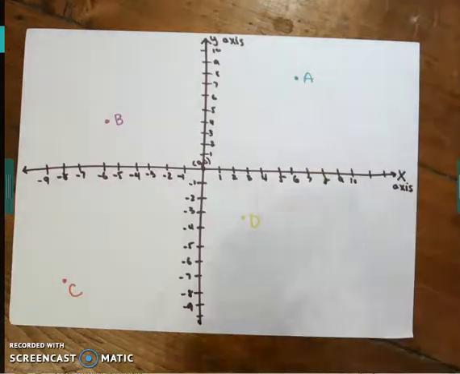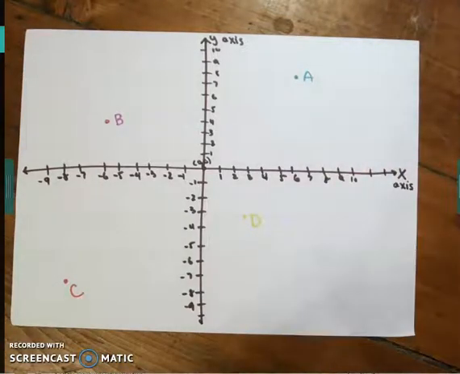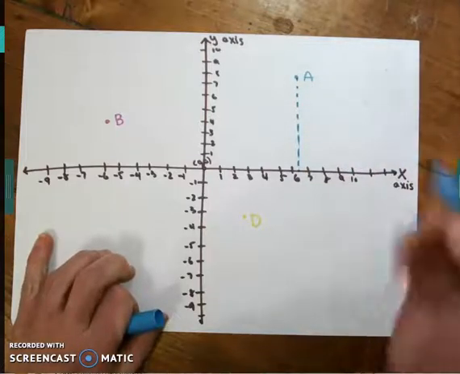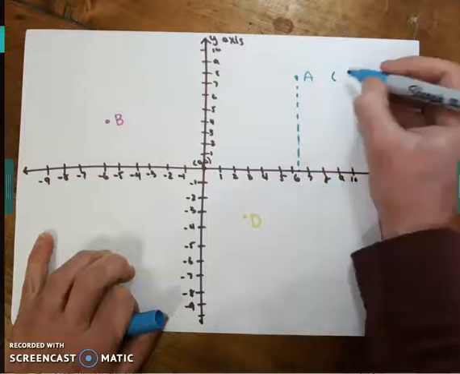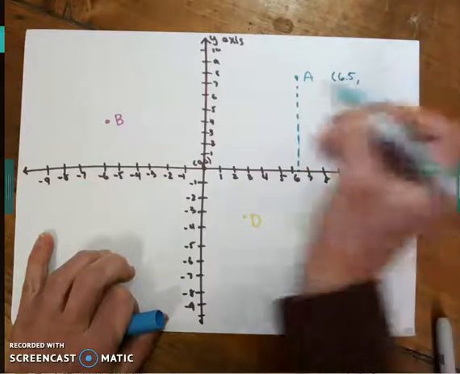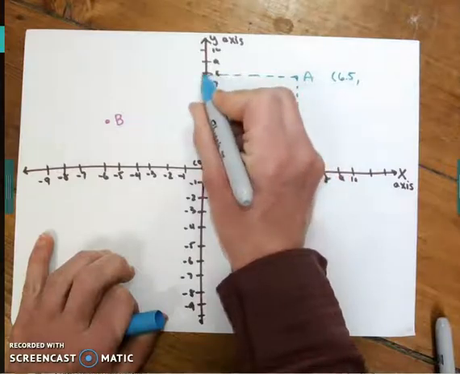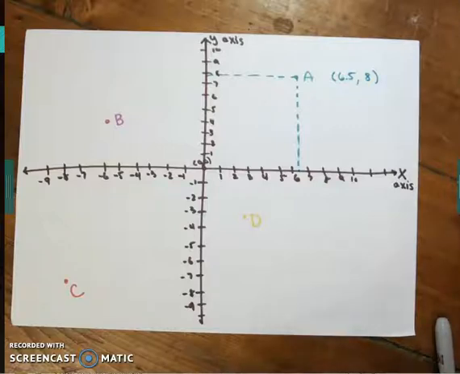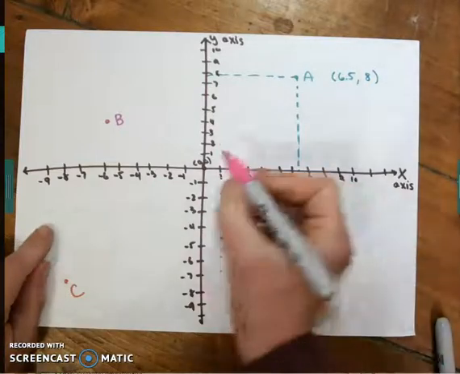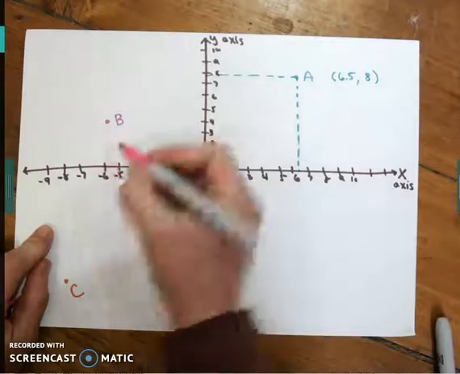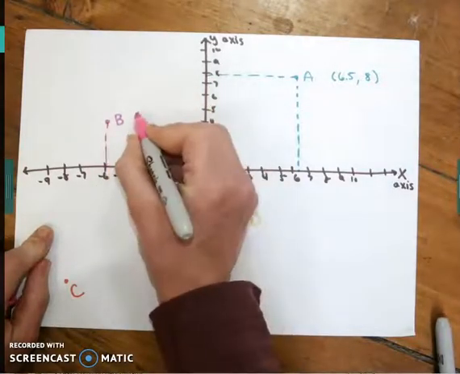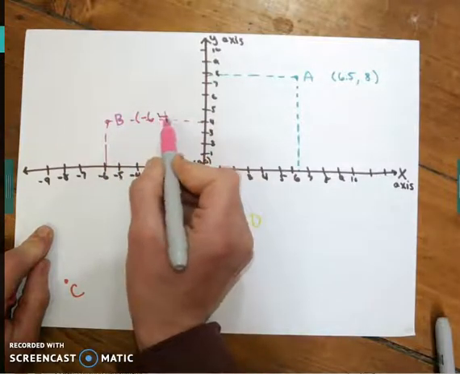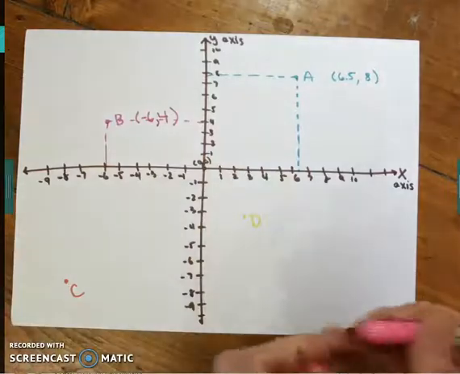So to name the point A, I first want to look at where it is on the x-axis. So let's say that's about 6.5. And then where it is on the y-axis. So that's about 8. So now let's try to name B. First, I look at where B is along the x-axis. So maybe -6. And then along the y-axis, 4. So B is -6, 4.